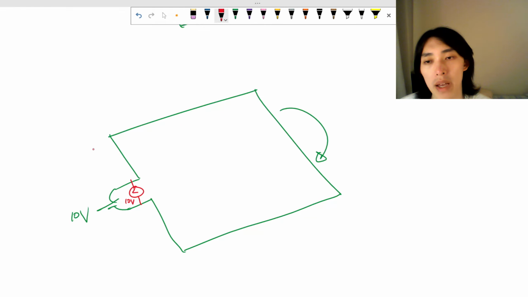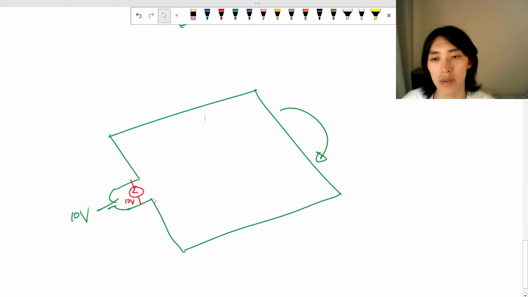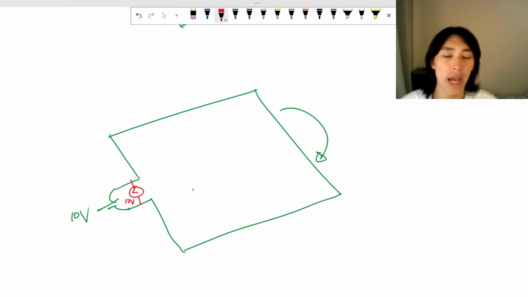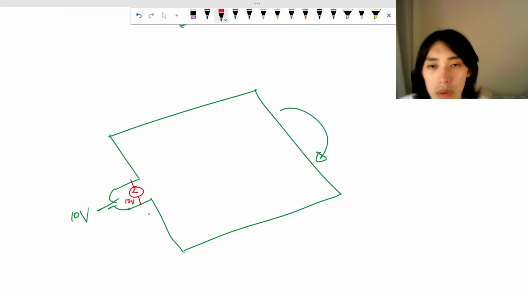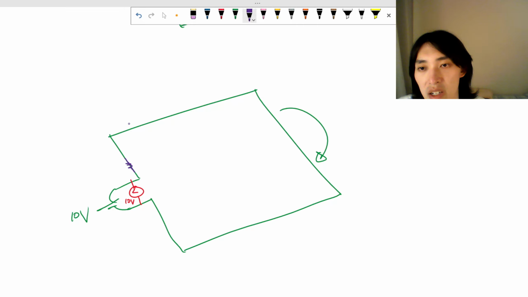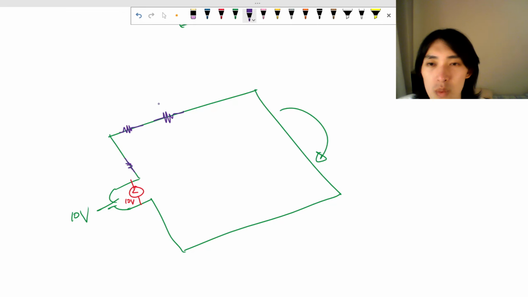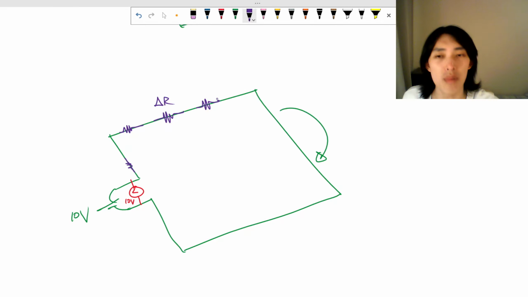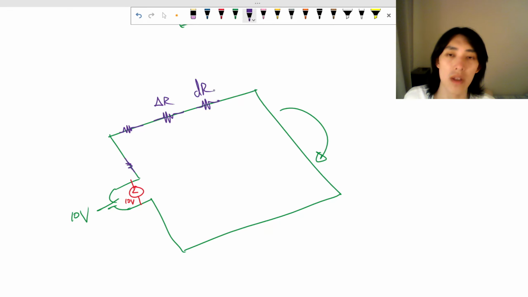So let's get rid of this. So as it's rotating, first of all we need to consider that this coil consists of multiple smaller resistances, right? So you can imagine that there's a tiny resistance here, and a tiny resistance there, and a tiny resistance there, and each of these would be like some delta R, some delta resistance. Another resistance there, and there's an infinite number of them. It would really be a dR, a very small amount of resistance.